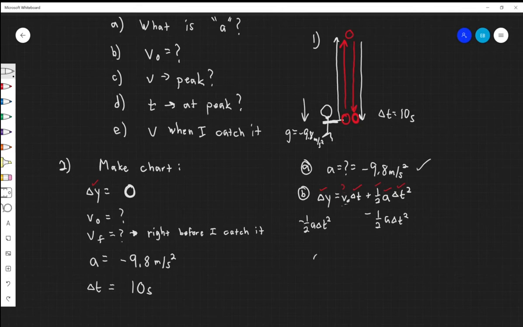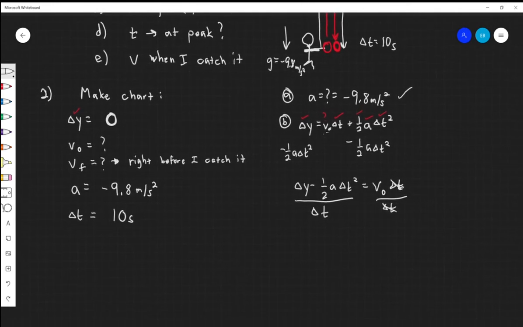So I get change in y minus 1/2 times a times change in t squared is equal to V naught times change in t. If I want to get V naught by itself, I divide both sides by a change in time. And my change in time cancels out on the right-hand side, and I divide the left-hand side by that change in time. So now I know what my V is.